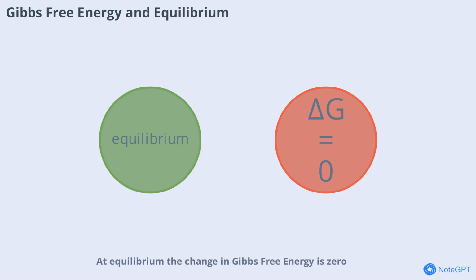At equilibrium, the change in Gibbs free energy is zero. This means there's no net change in the concentrations of reactants and products, and the system is stable. The relationship between Gibbs free energy and equilibrium constants allows chemists to calculate how far a reaction will proceed before reaching balance, providing valuable insights for both research and industry.